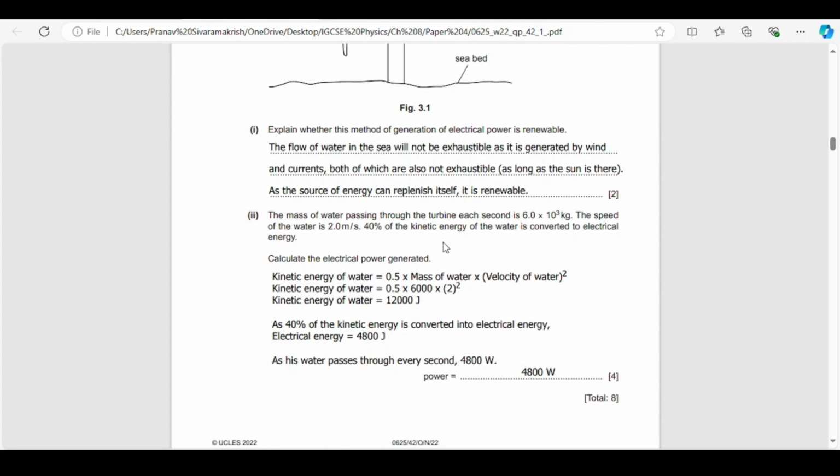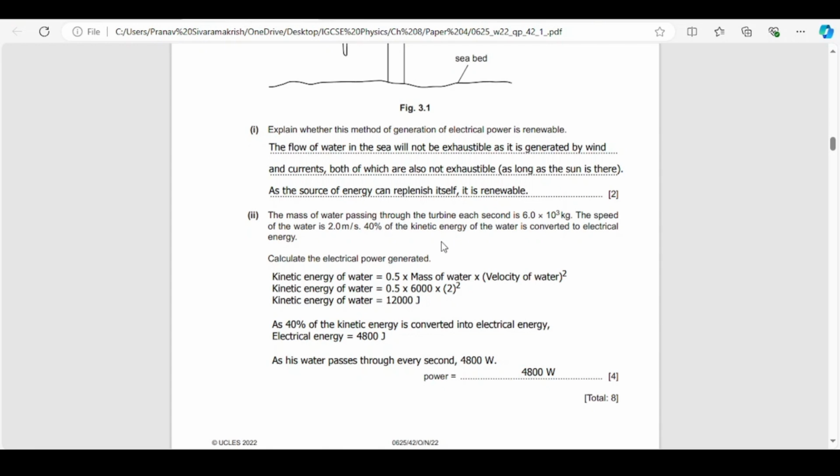Okay. 40% of the kinetic energy of the water is converted to electrical energy. Calculate the electrical power generated. So essentially you have kinetic energy for input, and then electrical energy is the output. So they're saying that 40% of the kinetic energy of water that is hitting the turbine blades is being converted into electrical energy. So the first thing that we need to do then is calculate the total amount of input kinetic energy.